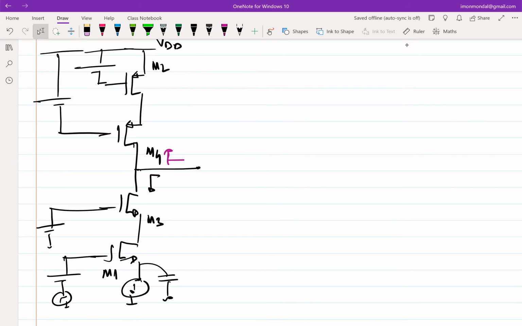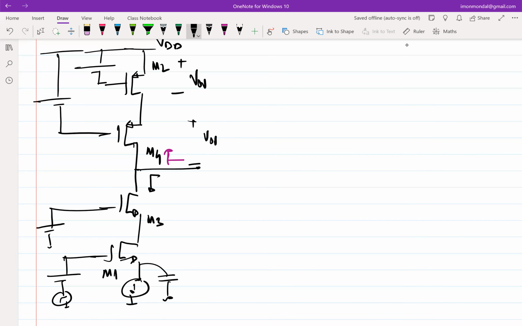But in this case, on the higher side, as you can see, now you have to honor the saturation condition of not only M2 but also M4, right? So what is the maximum that V0 can go to? Firstly, this has to be one V overdrive at least, and this guy also has to be one V overdrive at least. If you keep a V overdrive of approximately 200 millivolts, earlier you were losing about 200 millivolts just for biasing. Now you are losing 400 millivolts for biasing.